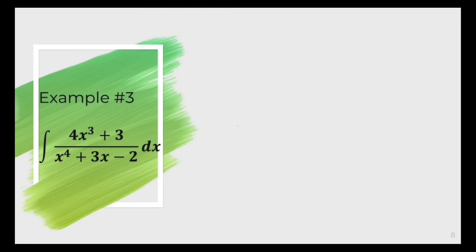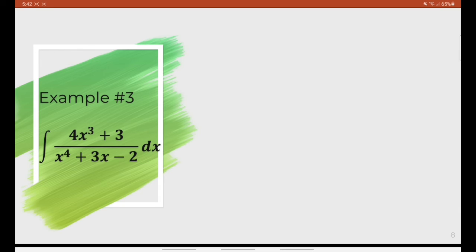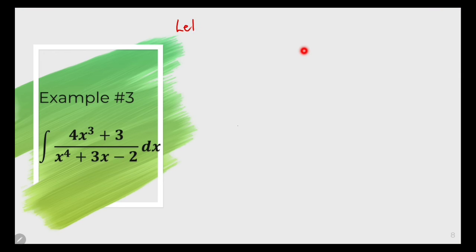Okay, how about if it involves, this example is the integral of 4x cubed plus 3 all over x to the power 4 plus 3x minus 2 dx. This time, since there are no parentheses, our u is the denominator, which is x to the power 4 plus 3x minus 2. The derivative of u is du. The derivative of x to the power 4 plus 3x minus 2 is 4x cubed plus 3 dx.